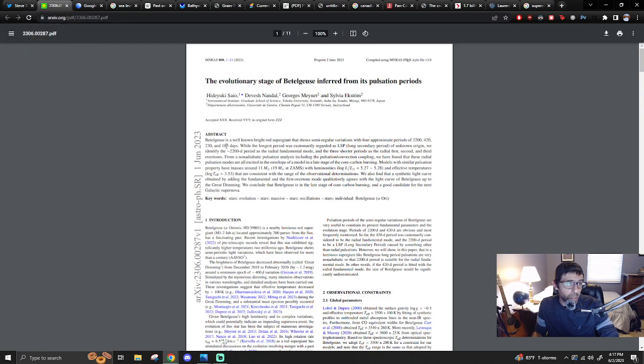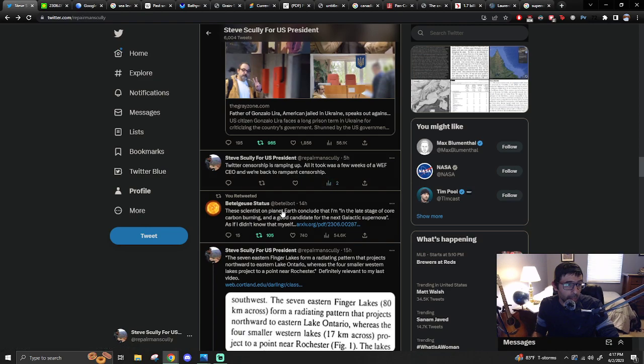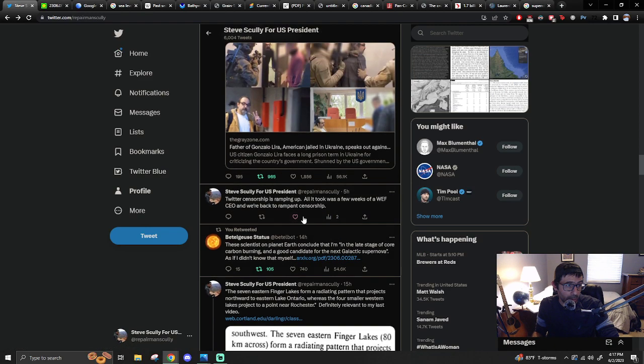Okay. Also, there's a new paper about Betelgeuse possibly being the next galactic star to supernova. Good candidate for the next galactic supernova.